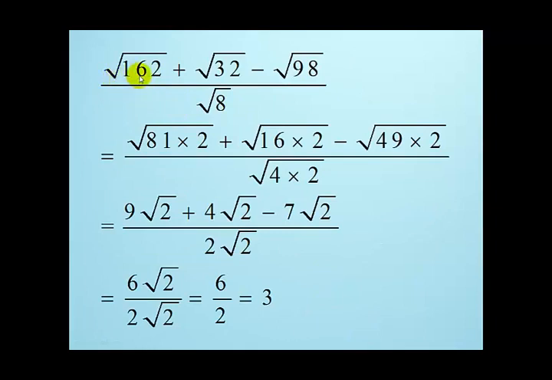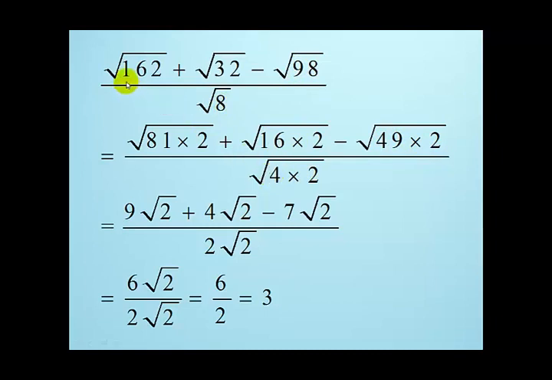Given the square root of 162 plus the square root of 32 minus the square root of 98, divided by the square root of 8. Now 162 is equal to 81 times 2, and 81 is the perfect square. 32 is equal to 16 times 2, and 16 is the perfect square. 98 is equal to 49 times 2, and 49 is the perfect square. And 8 is equal to 4 times 2, and 4 is the perfect square.